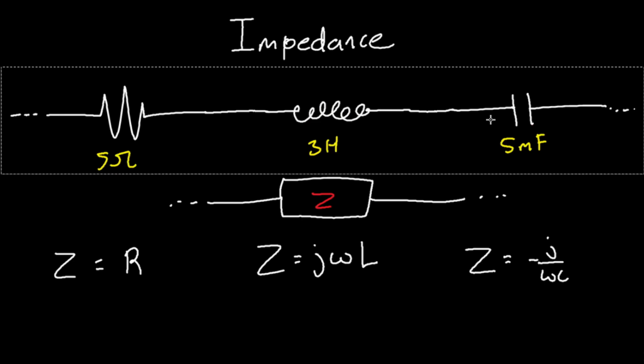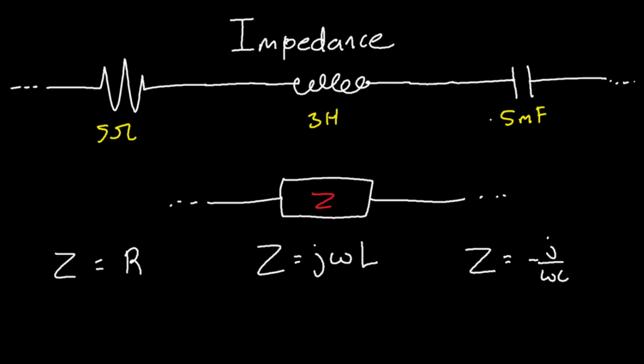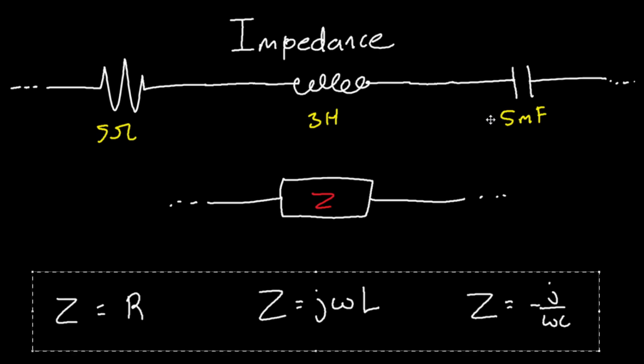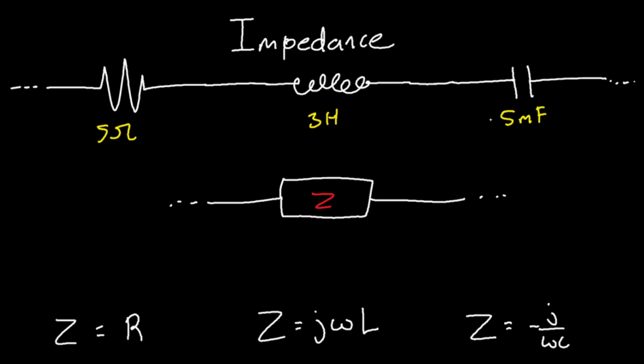So this right here is your circuit, and let's go ahead and calculate the impedances for all of these guys right here. So what's the impedance for your resistor? It's just 5 ohms, right? The impedance is equal to just your resistance. All right, how about your inductor?